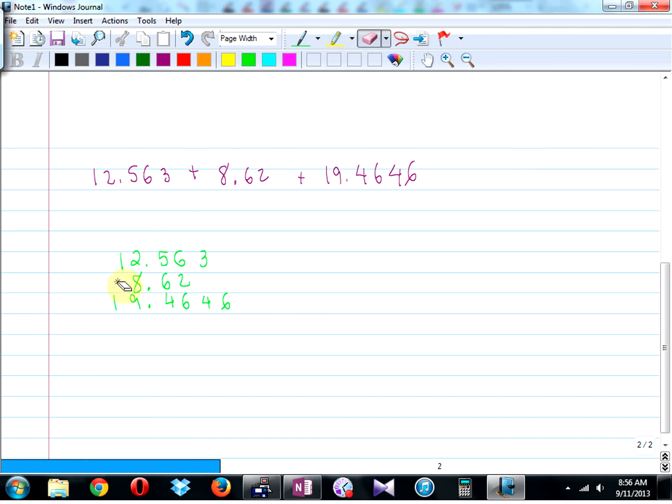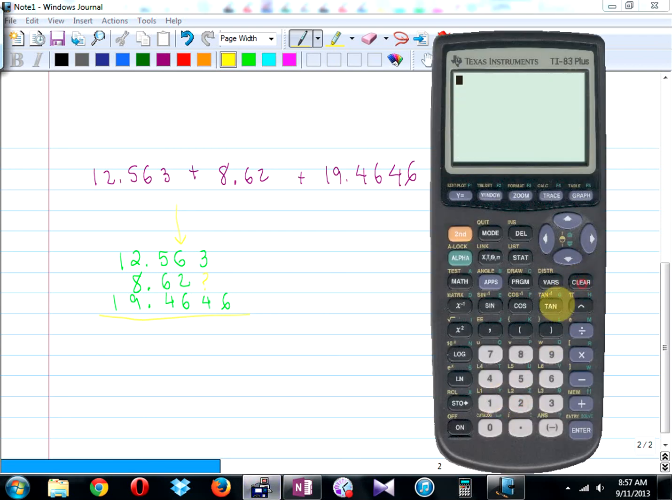Some people want to say, hey, Mr. Dueck, isn't that a blank right there? Actually, I know what's there. It's a 0. There's no number there. So that's not my first unknown. My first unknown blank is right there. Don't know what this is. So I'm going to do the math, and I'm going to round off to that column, but I'm going to look at the next number to figure out whether the number stays or gets rounded up. I'm going to go 12.563 plus 8.62 plus 19.4646, and I get 40.6476.